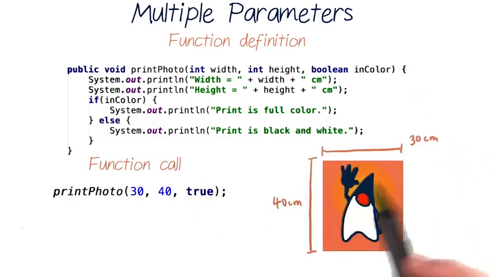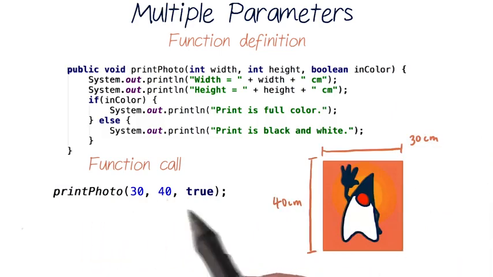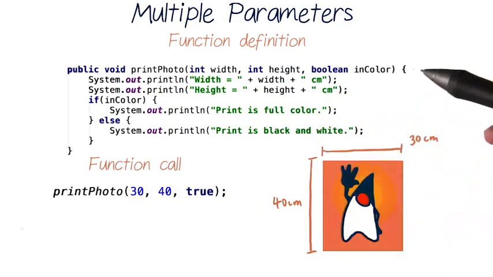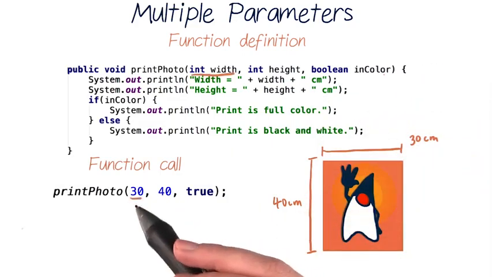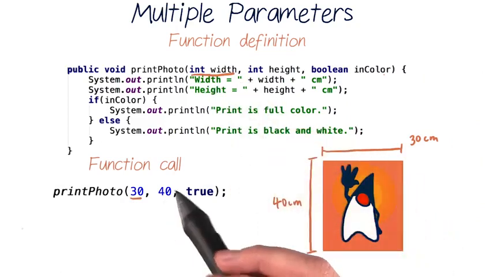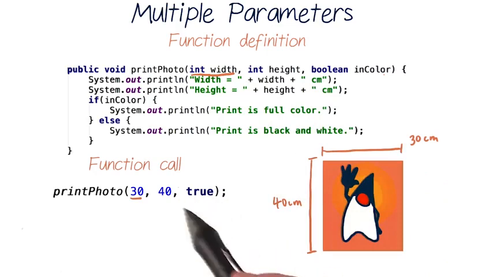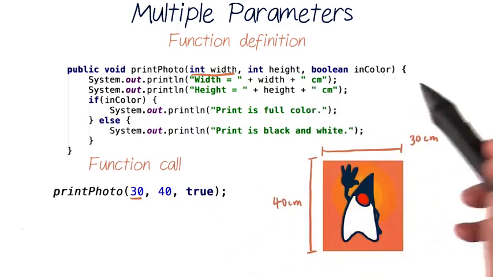So we can describe a 30 cm by 40 cm color photo by calling printPhoto with 30, 40, and true as our arguments. And again, these arguments are matched to the type and order of parameters in the function definition. So our first argument, 30, is matched with our first parameter, int width. Our second argument, 40, is matched to our second parameter, int height. And our third argument, true, is matched to our third parameter, Boolean inColor.